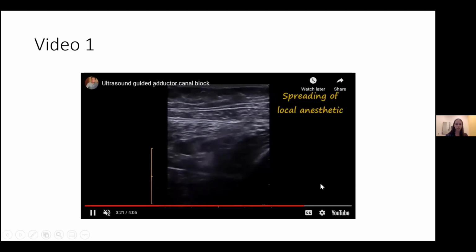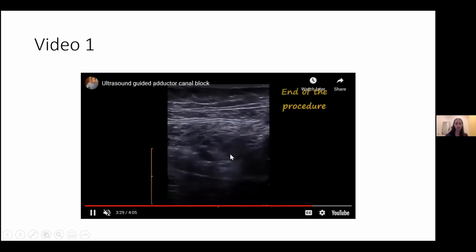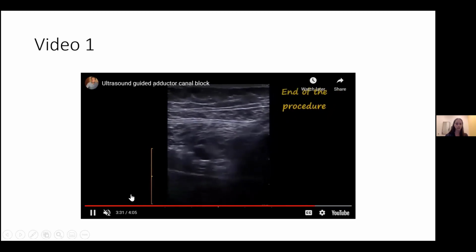So they're starting to inject some local, and you can really see how compressed that artery is getting. You're not really seeing much sartorius lift. It's really, you see this nice spread over top of the artery.